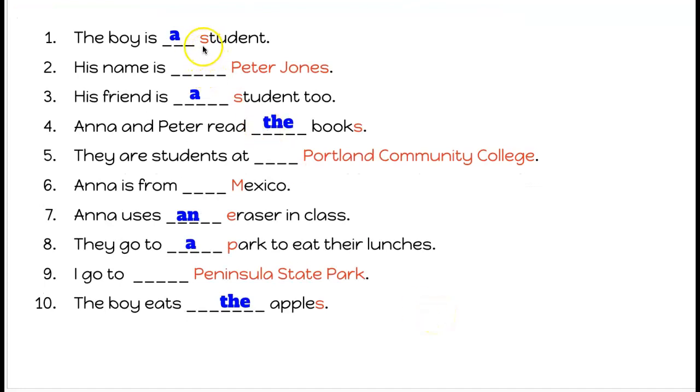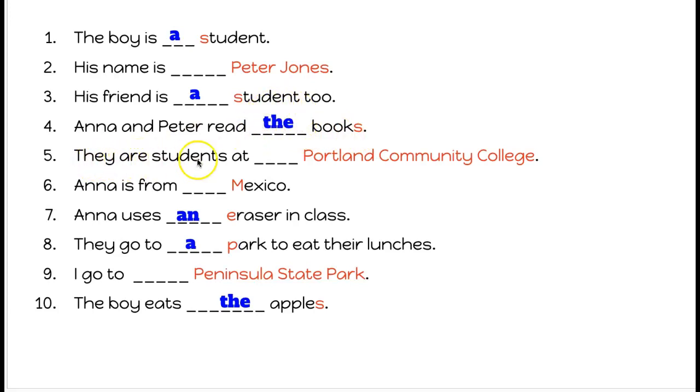So as we talked about, number 1, we use A because it's singular and it begins with a consonant. Number 2, his name is Peter Jones. We do not use any article because it is a name, so we leave it blank. Number 3, his friend is a student. Number 4, Anna and Peter read the books. Books is plural, so we use the article the.